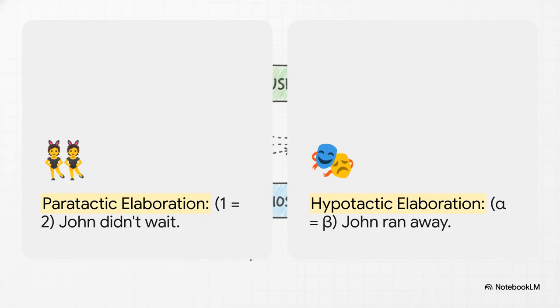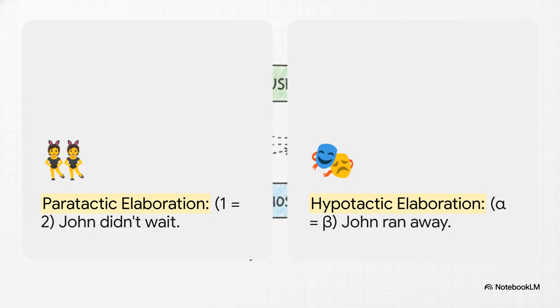So what happens when we cross our gravitational taxis with our flavors of expansion? Well, let's look at elaboration. Paratactic elaboration gives us apposition. Two clauses, totally equal status. John didn't wait, he ran away. 1 equals 2. Simple. But hypotactic elaboration creates a non-defining relative clause.